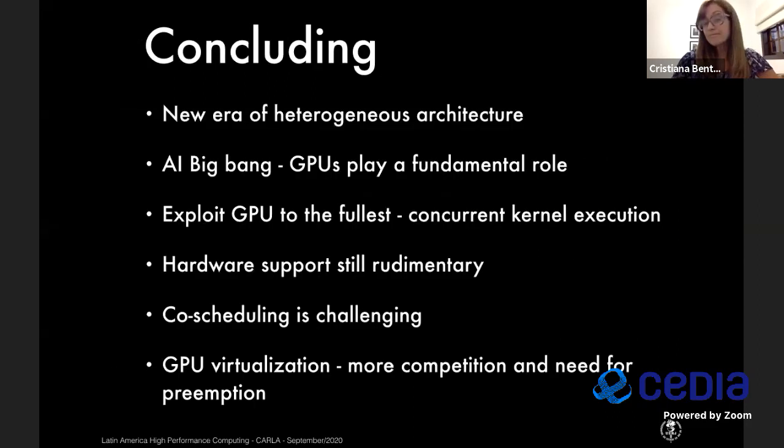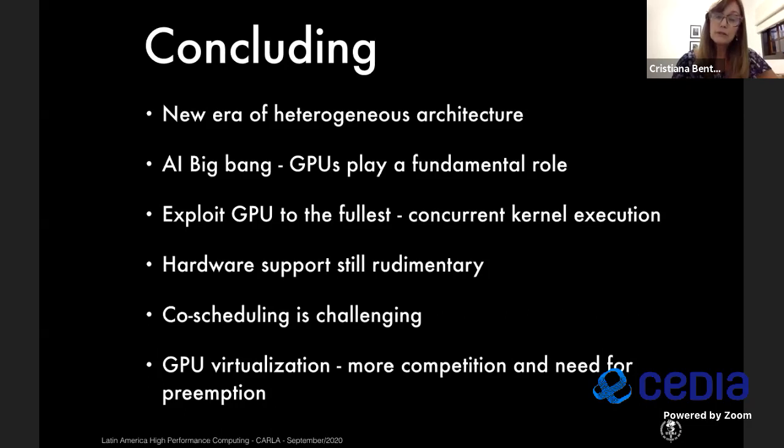So concluding, we are in a new era of heterogeneous architecture, the HPC accelerated era. We don't know where we are going, although there are many speculations. In the current artificial intelligence Big Bang, GPUs play a fundamental role. Actually, in my opinion, GPUs were the hardware that allowed neural networks to come back and to be deep.